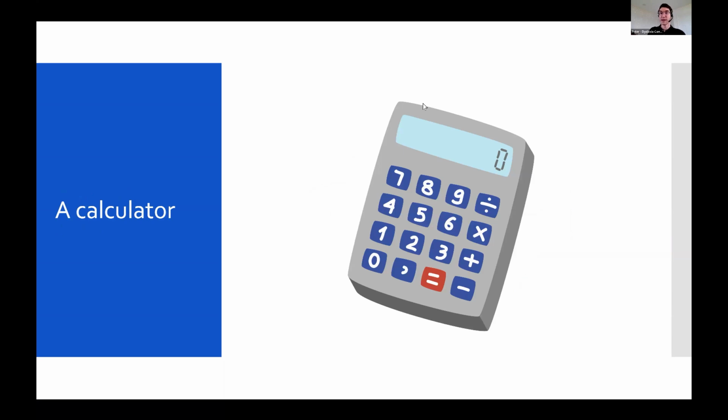A calculator is a great accommodation for any math problems.